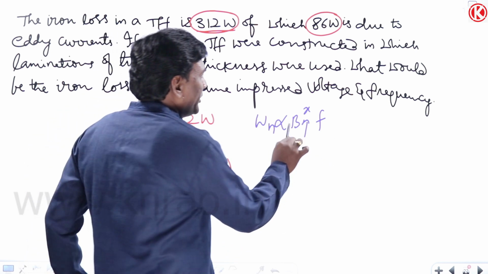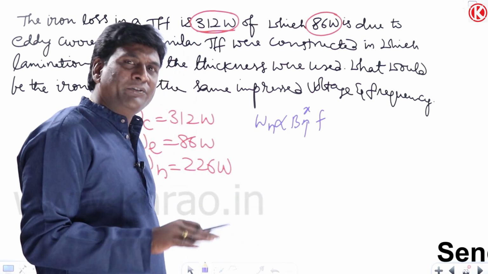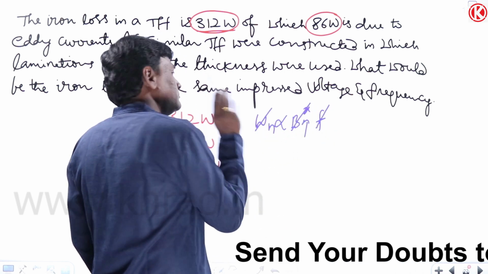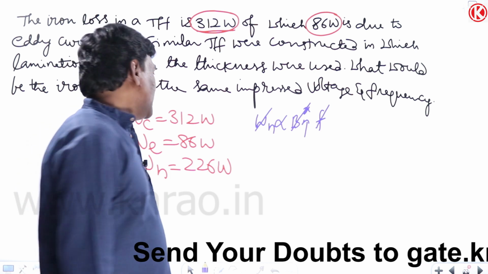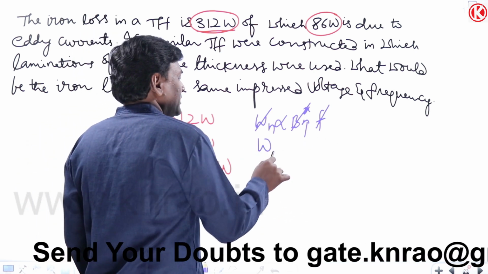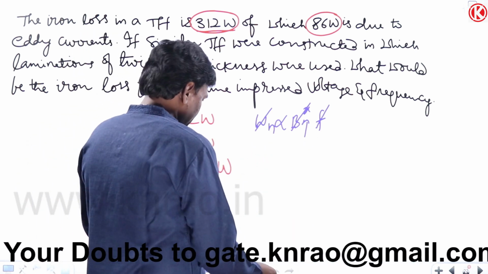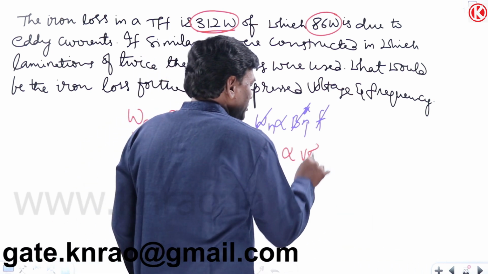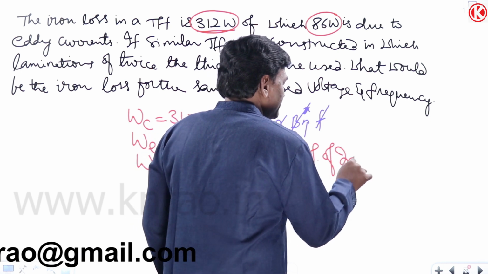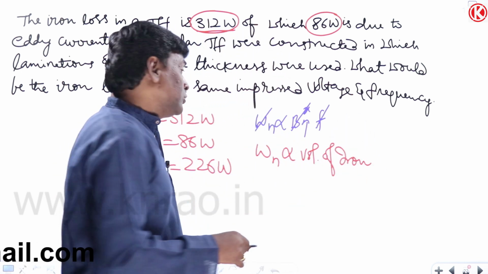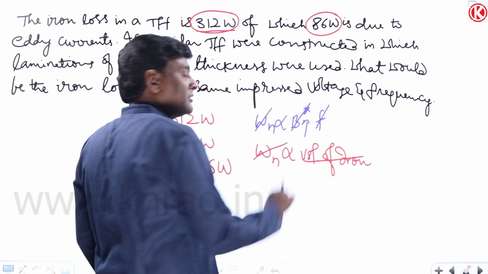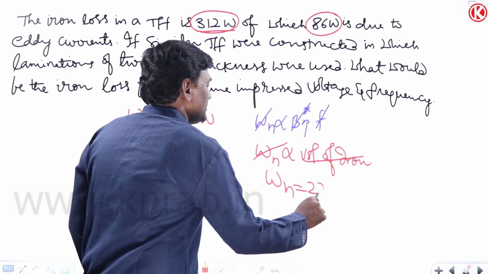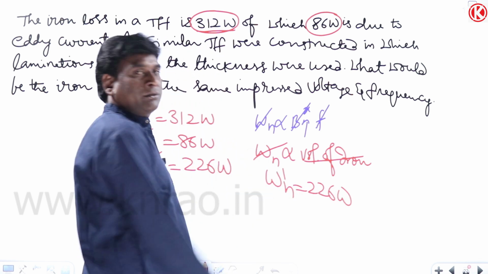Now coming to the point here, same voltage, same frequency, everything is going to be same. So Bmax is going to be same. Now if you think from the design engineer point of view, hysteresis loss is directly proportional to volume of iron. Are they changing volume of iron? No. So hysteresis losses will not change. So hysteresis losses are going to be 226 only in the second case also.